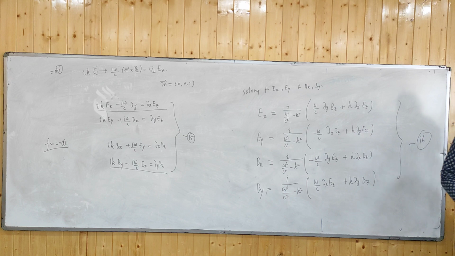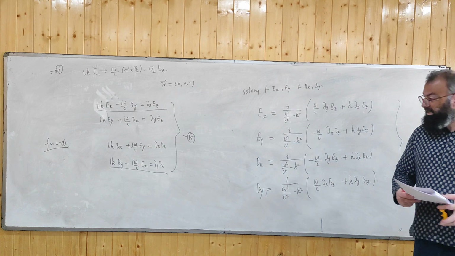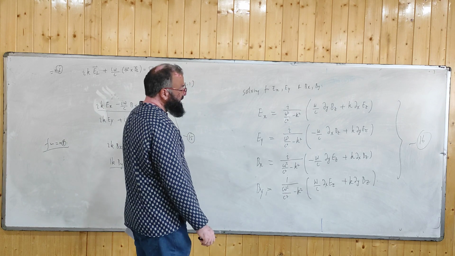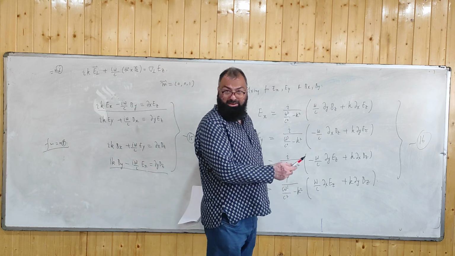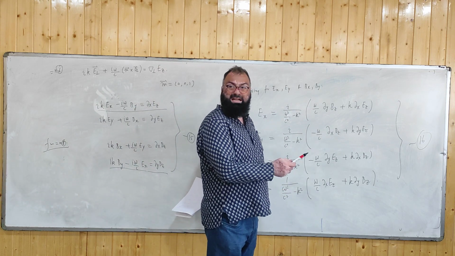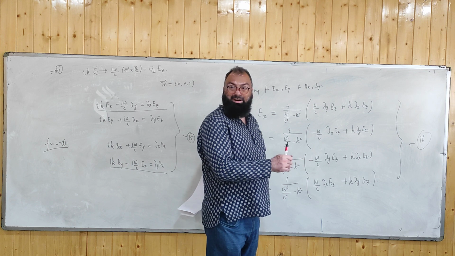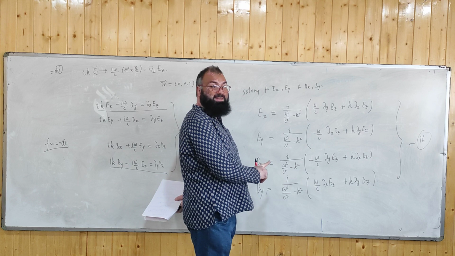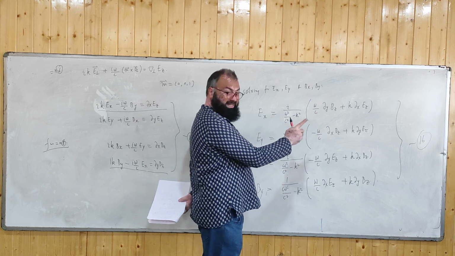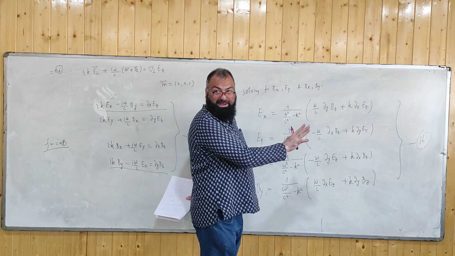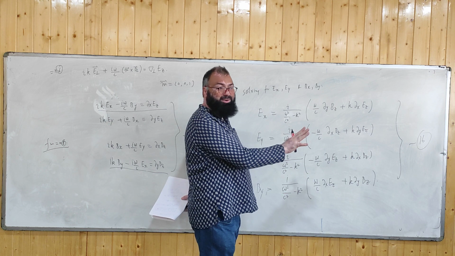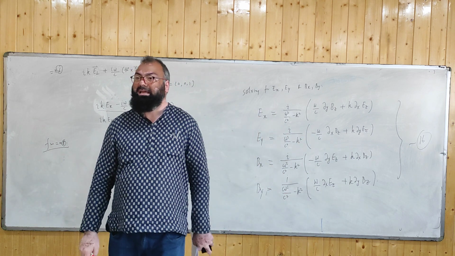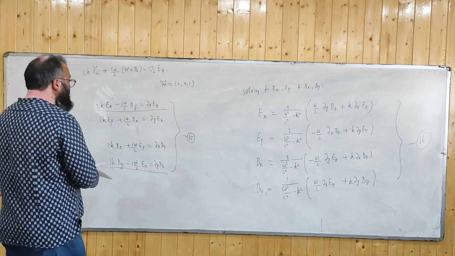Got it? Now let's look here. If I fix Ez and Bz, then in order to figure out these transverse components, I need to know only the longitudinal components. So I will fix the boundary condition on the longitudinal components, and the rest will be determined. So now let's do it.